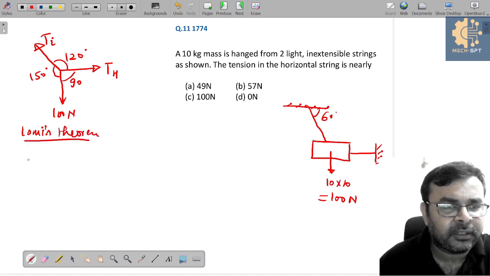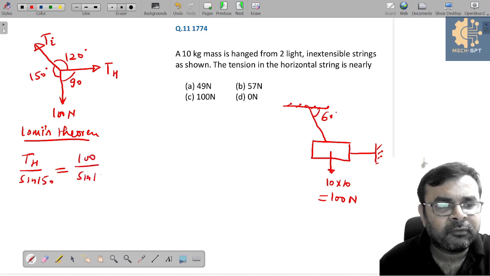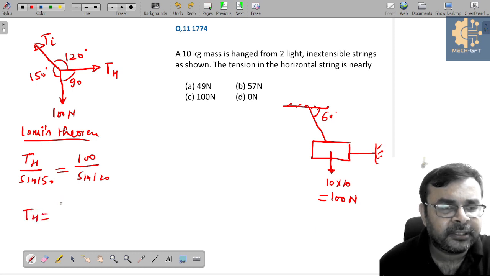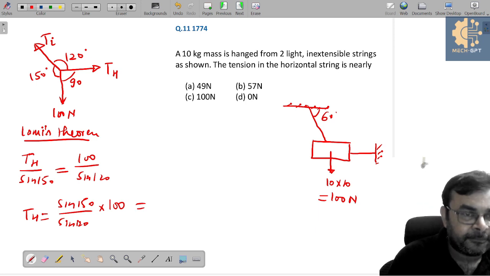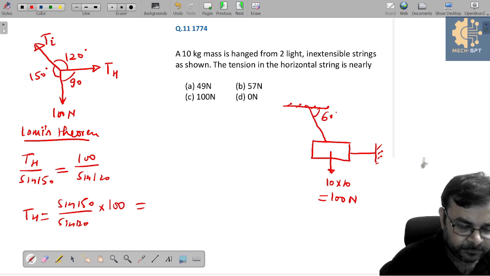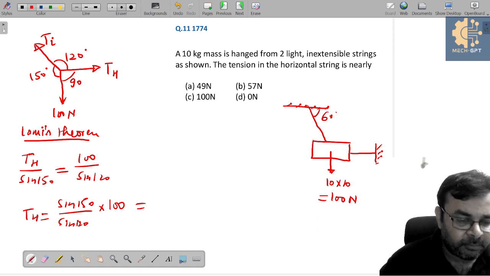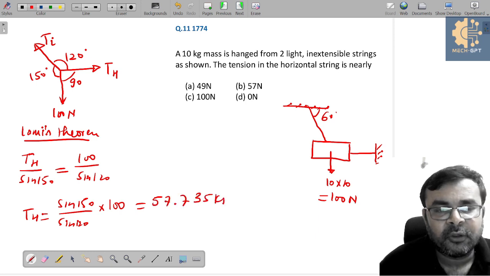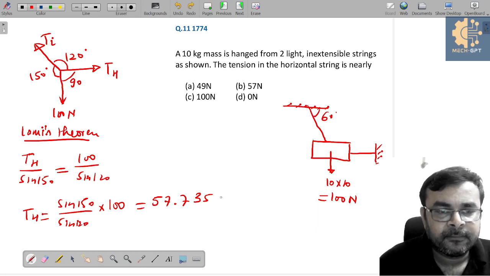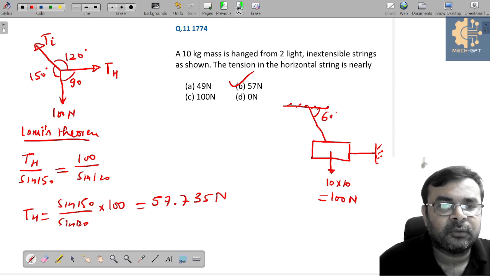Lami's theorem, and if I apply Lami's theorem, so can I say TH over sine 150 is equal to 100 over sine 120. So from this can I say TH is nothing but sine 150 over sine 120 into 100. Yes or no? And when you solve this, sine 150 over sine 120 into 100, then simply here we can get 57.735 kilonewton. Sorry, not kilonewton, this is Newton. So the option B is the right choice for this question.